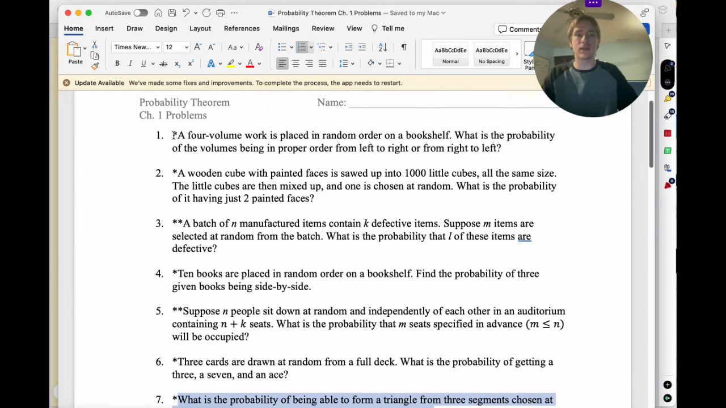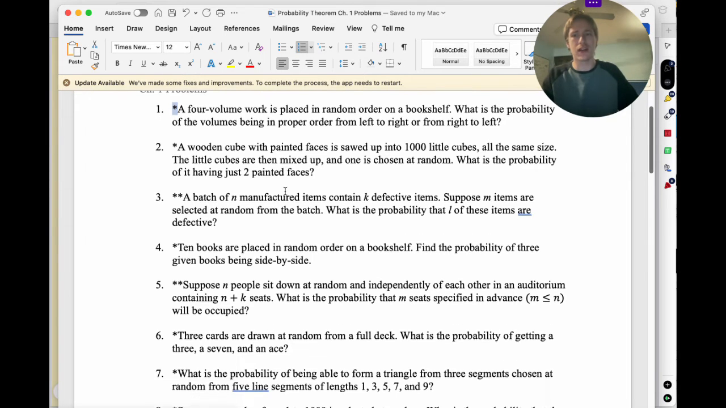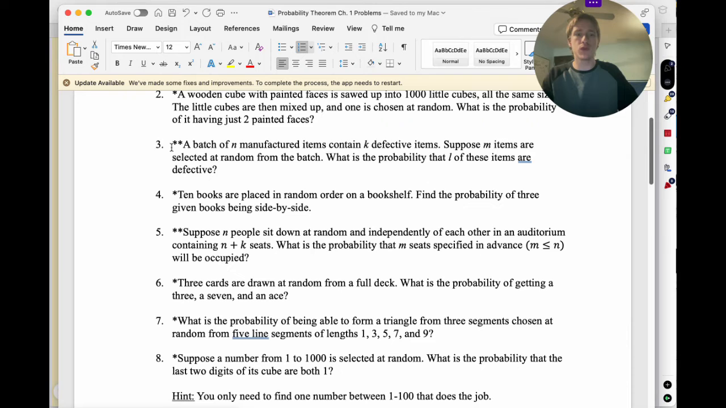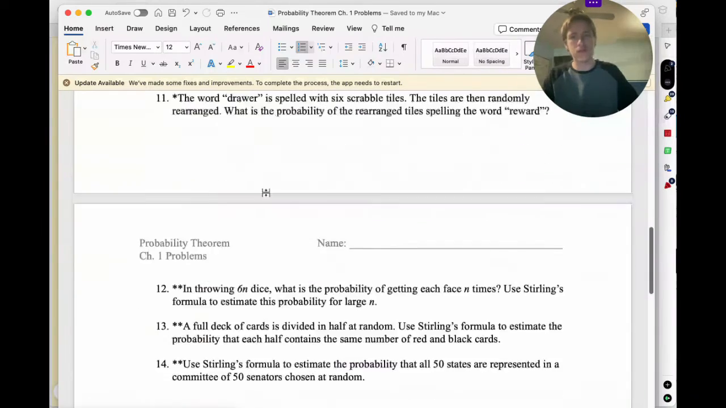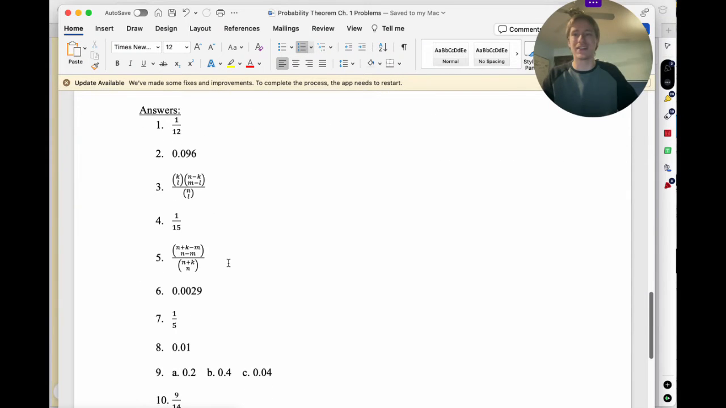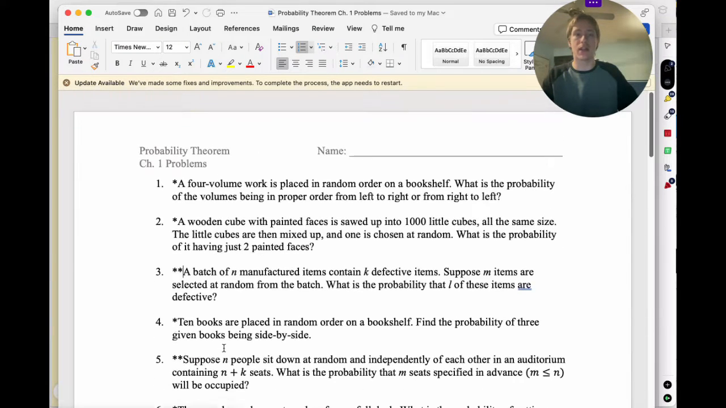Okay, so you'll notice that some of them have one asterisk. That means they're relatively straightforward from the theorems and examples in the book and in my lectures. The ones with two asterisks are more applied problems that involve critical thinking and abstract reasoning. You'll find a full set of solutions, or at least the answers, on the document as well.